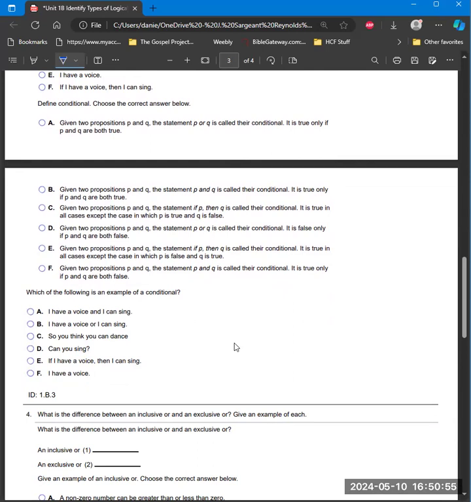And a conditional is going to be an if-then statement. So given two propositions P and Q, the statement if P then Q is called their conditional. It is true in all cases except in the case in which P is true and Q is false. And if I have a voice, then I can sing would be an example of a conditional.